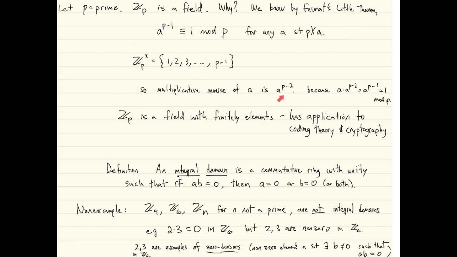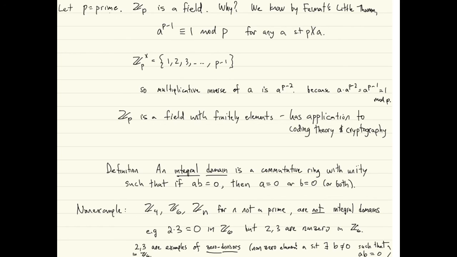And why is this a multiplicative inverse? Well, because if you take a and multiply by a to the p minus 2, you get a to the p minus 1, which is 1 in mod p land. And so that's why a has a multiplicative inverse, as long as it's not 0. And so that's why Zp is a field. And it's a field with finitely many elements. And such fields, there are many of them, have applications to coding theory and cryptography. But we won't get into that. But I did want to just mention that there are practical applications of knowing Zp is a finite field.